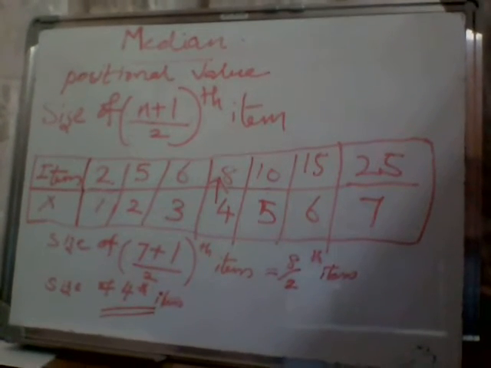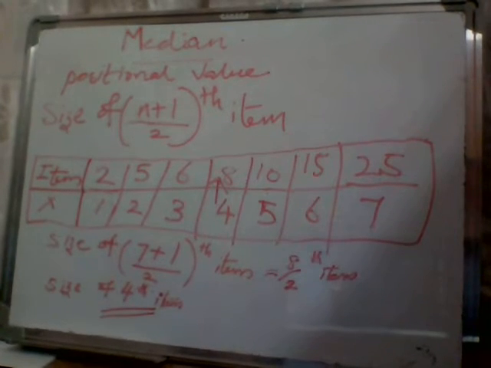In this class we can study about median. In the last class we studied about arithmetic mean. Median is another average, and through median we can find out the average. Median is a positional value of the variable which divides the distribution into two equal parts.